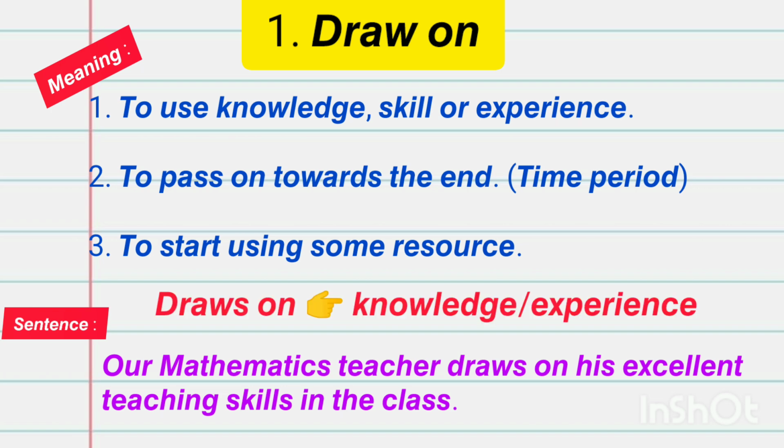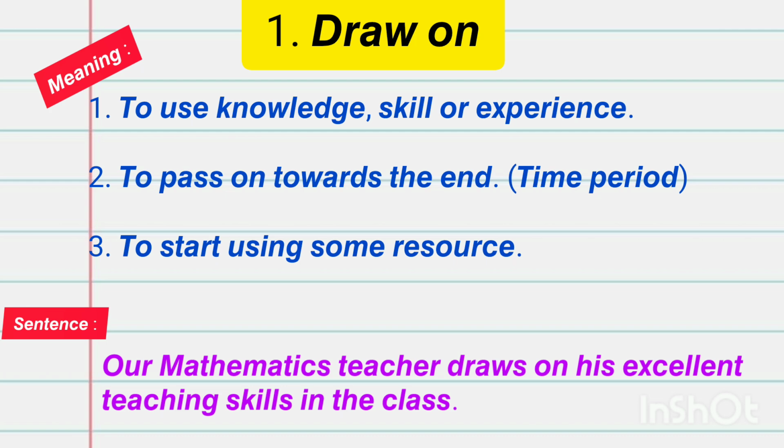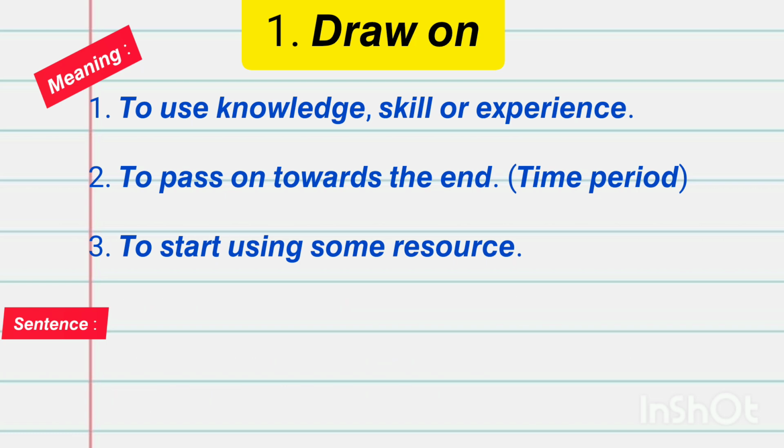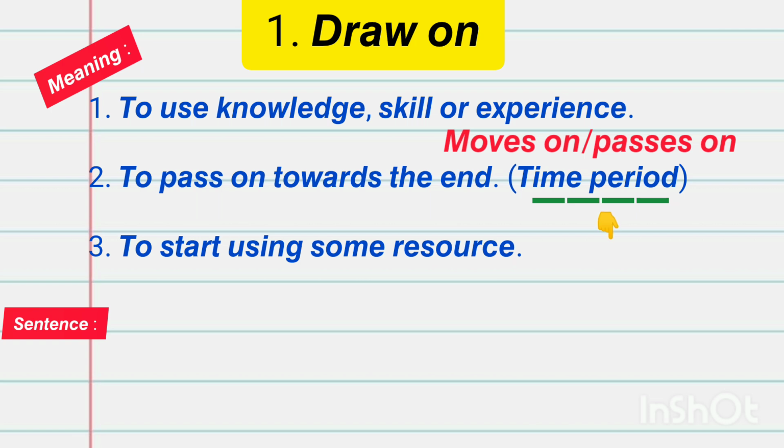So what does this mean? This means that the mathematics teacher uses, that is, draws on his knowledge, skills and experience while teaching in the class. Okay? Well, the second meaning of draw on is about a particular time period when it moves on or passes on towards its ending point. Let's use it in a sentence.